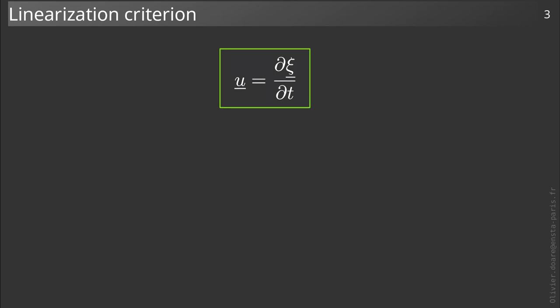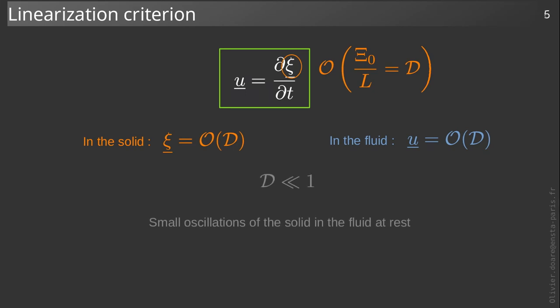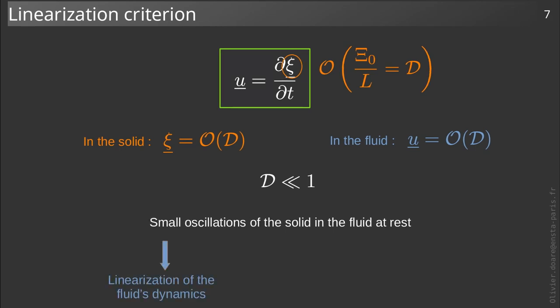Indeed, we have shown that the dimensionless displacement psi in this relation is of order psi0 over L, which is equal to the displacement number d. In the solid, xi is of order d, and this relation indicates that in the fluid, u is also of order d. The condition to be able to consider small oscillations and linearize the equation is therefore to have d small. We will now do this work in the fluid, then in the solid.